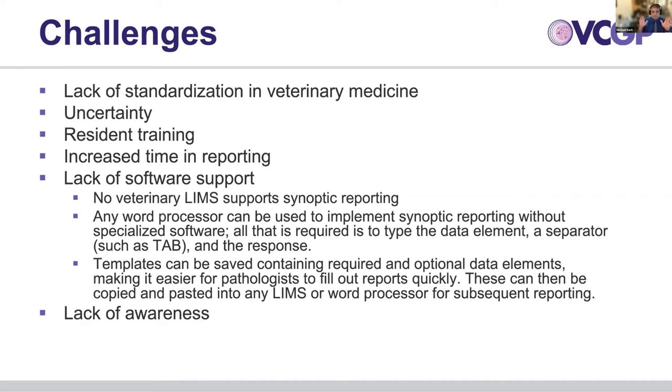That would be an acceptable synoptic report as far as CAP is concerned. So you don't need a computer at all. We could have a template that was all done on paper. But again, having a computerized template can make it easier because it can separate required and optional components. It can walk you through, for example, when you say there's no tumor present at the margin, the computer pops up things asking you, what is the distance from the tumor to the margin? So that sort of thing can make it easier. And we can use tools like the website to produce that and paste that into a word processor or a LIMS to get that final report.